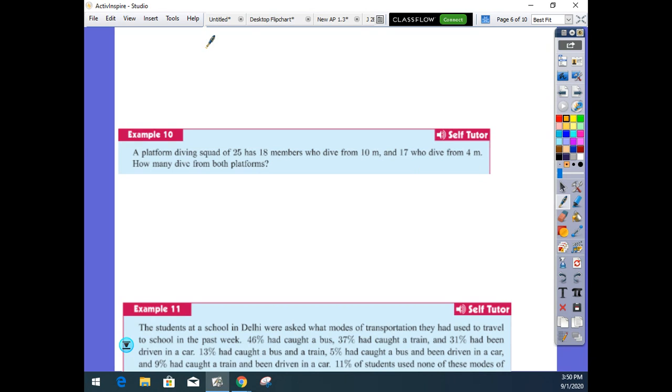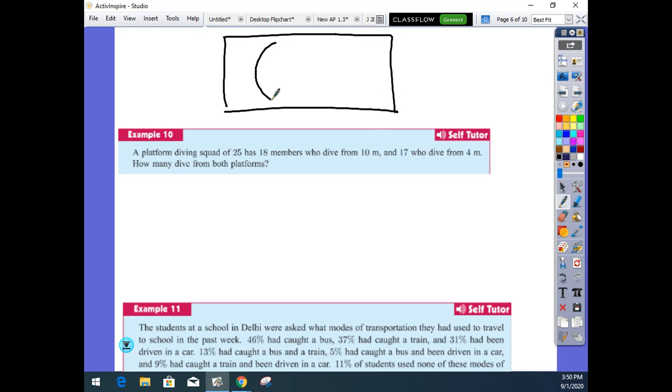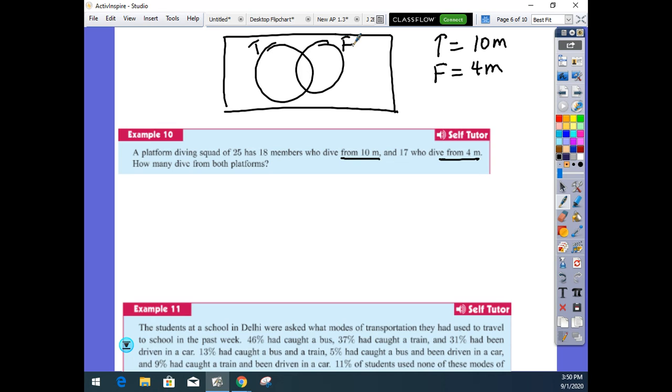So when we draw our Venn diagram, this has two things. We are diving from 10, diving from 4. So we have to have a variable. T is going to be 10, F will be 4. All right, so T, F.